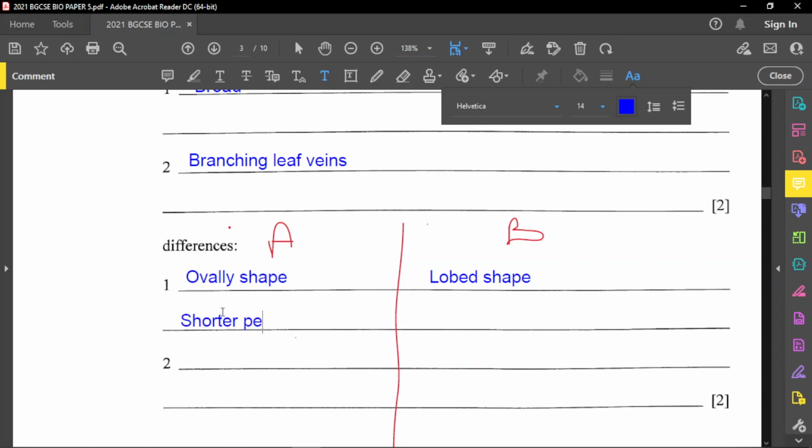The next difference we talk about is that leaf A has a shorter petiole, and the petiole is the stem of the leaf, or the leaf stem, you may want to call it. This one has a longer petiole.